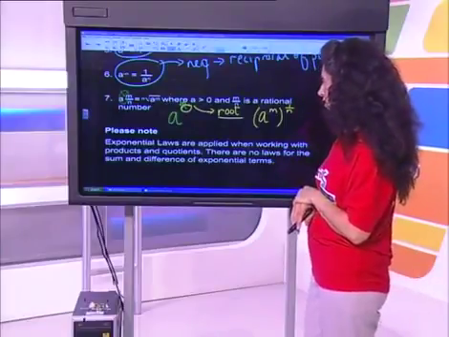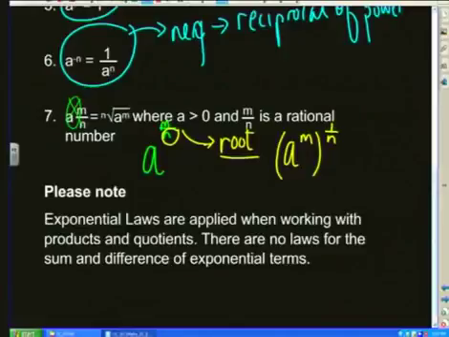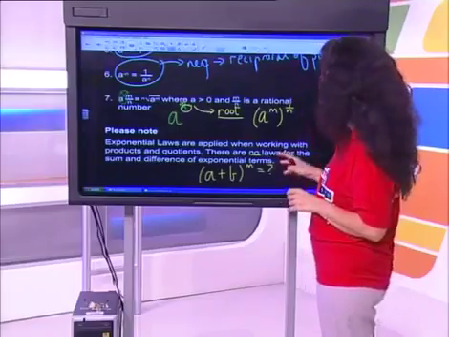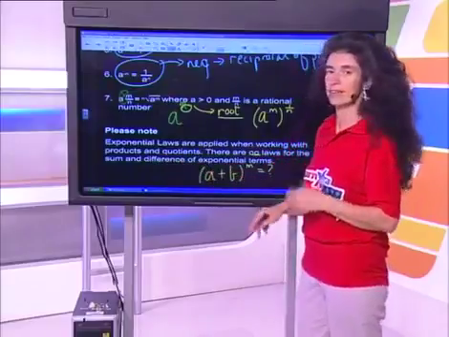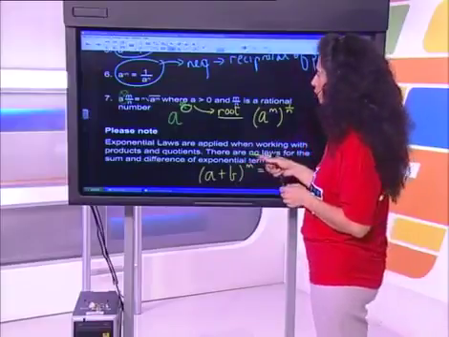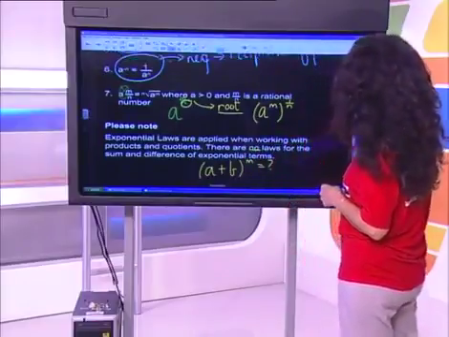So what is our special note point here? Exponential laws are applied when working with products and quotients. There are no laws for the sum and difference of exponential terms, except the one I showed you earlier. What would you do if you have a plus b to the m? Would you do anything with it? And we'll see a little later, quite a lot of the questions involve the sum. What do you do with the sum? So even though we're saying no laws, there is something we can do with it, but there's no exponential law in this section to be able to cope with it. We've got to go and find it elsewhere. Okay?